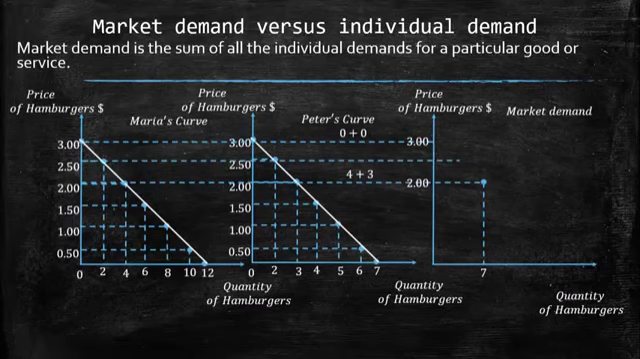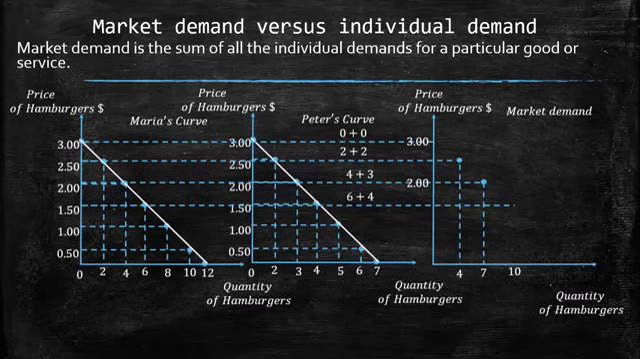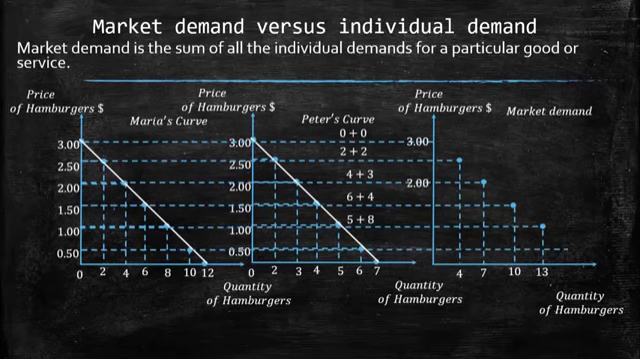For the case of $2.50, we have 2 for Maria and 2 for Peter, so it's going to be 4. For the case of $1.50, we have 6 in the case of Maria and 4 for Peter, so we have 10. And for $1, we have 5 for Maria, 5 for Peter, and 8 for Maria, so we have 13. And the last one is going to be 50 cents, which is going to be 6 for Maria, 6 for Peter, and 10 for Maria.